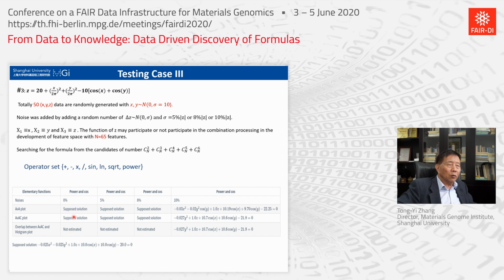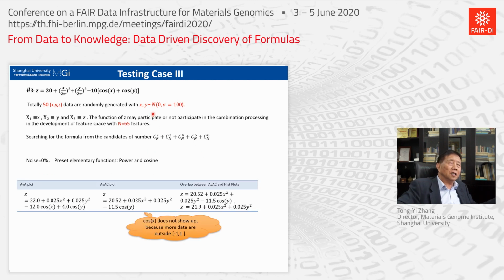With noise, even when the noise scale is not very large, we can still find this equation. But when the noise gets bigger and bigger, we cannot find it; we only find approximate equations. However, if this data is still 50 data, but the variables x and y range from minus 100 to positive 100, we get that the feature space is 65. We do all these same things.